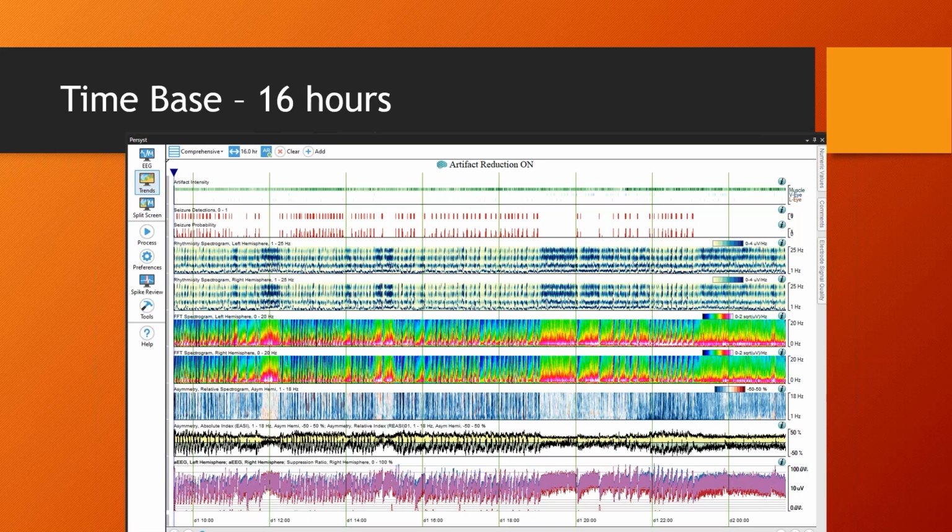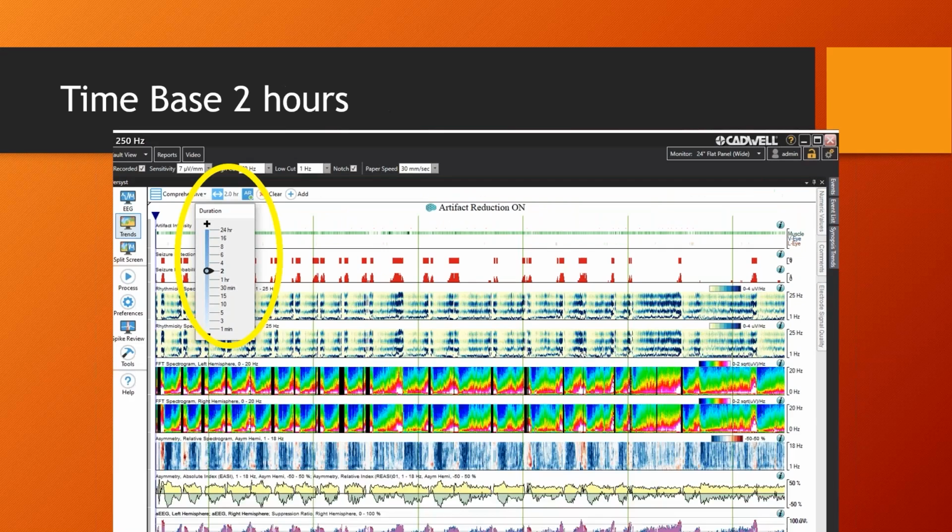You'll find that there will be some where they're one right on top of the other, and you really just, like you would do with the EEG, you want to spread things out a little bit to be able to see them a little bit better. So you're going to adjust your time base, and in this case, what we're going to do is adjust our time base to 2 hours. That spreads things out so that we can more clearly see each of these events.